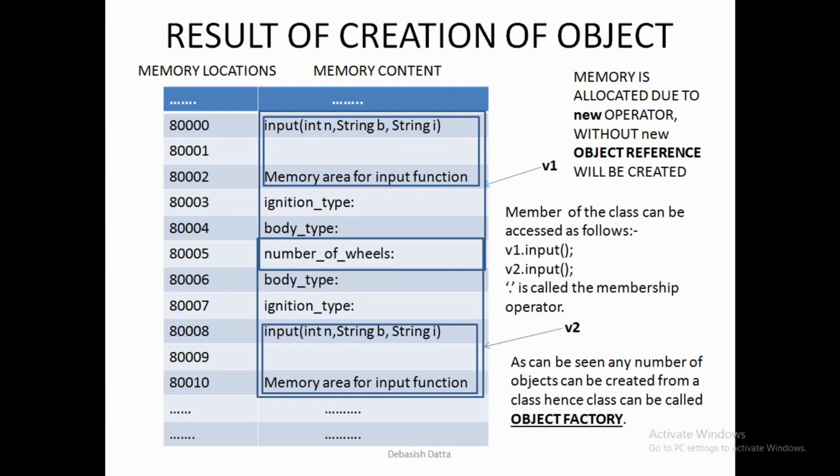As you can see, both for v1 and v2 a certain amount of memory is being reserved. Inside the reservation for each object there is place for member variables and for the methods. Here both for v1 and for v2 memory reservations are there for ignition type, body type and the number of wheels.